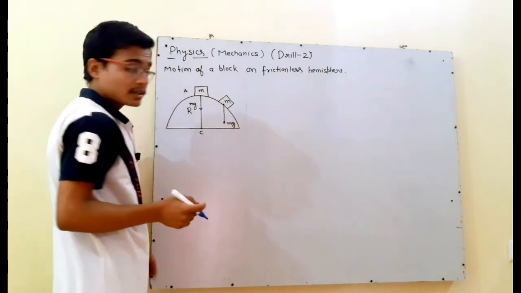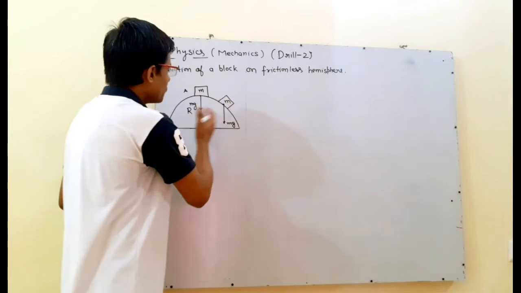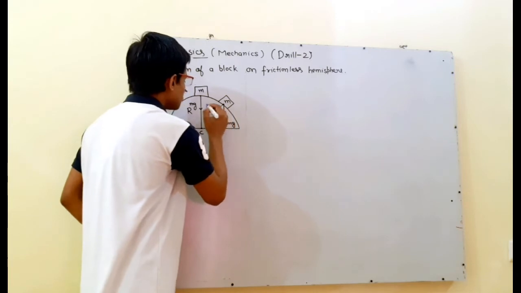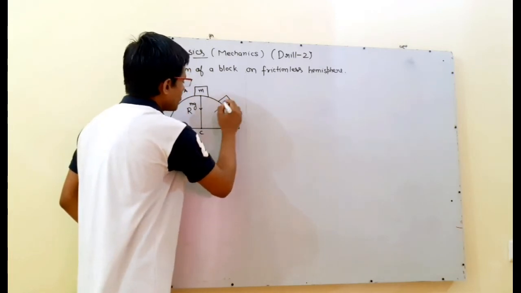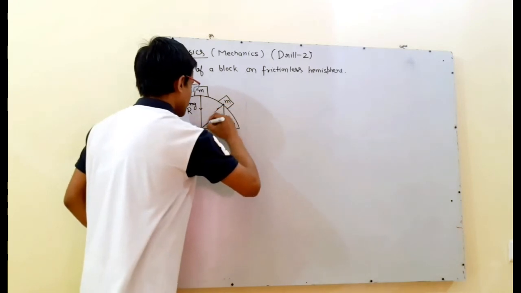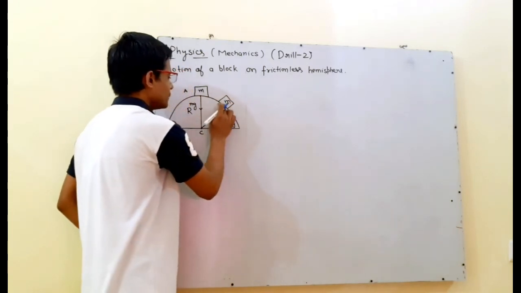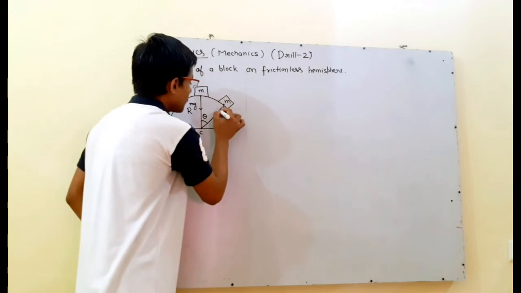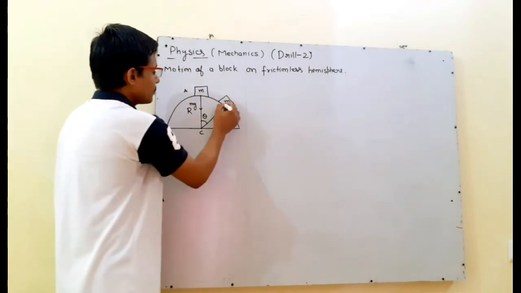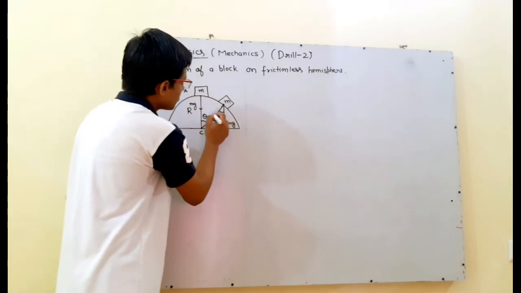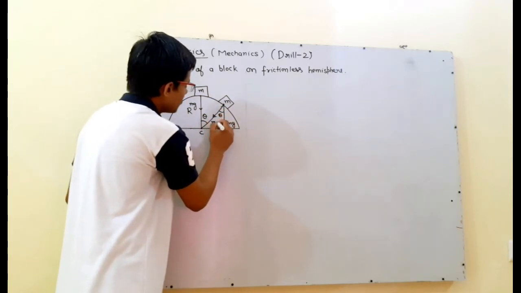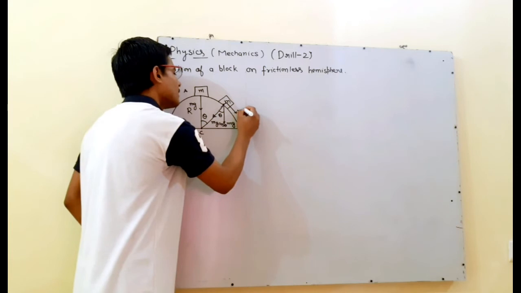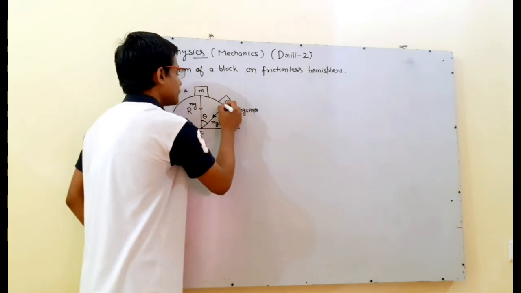But now some part of the force will lead to the circular motion. Suppose this is r, the radius. This is the angle theta, so this angle is also theta. What will be this force? This will be mg cos theta. And what will be the tangential force on this block? mg sin theta. This is point B.